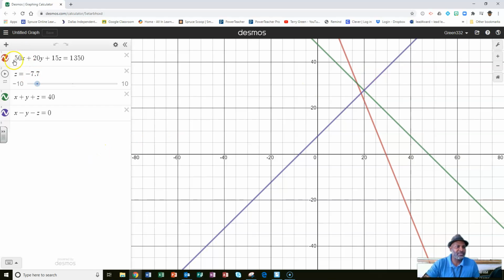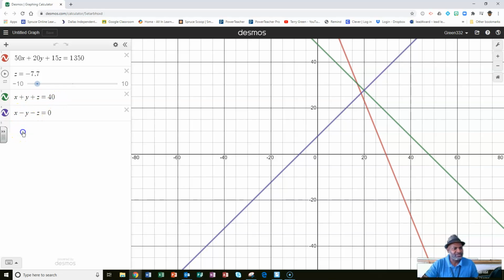So here we put in 50x plus 20y plus 5z equals 1350. And I use x, y, and z instead of j, s, and h. Alright? And I did a slider for z. It automatically prompts me to do that when I put z in there. And then I put the other two equations in.